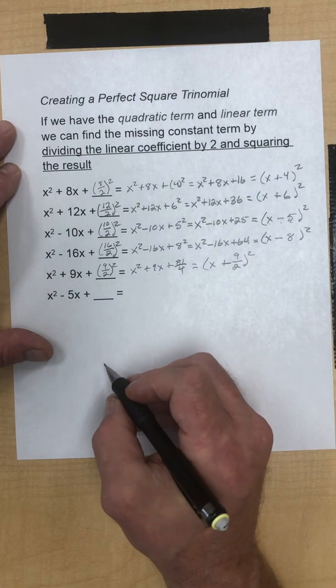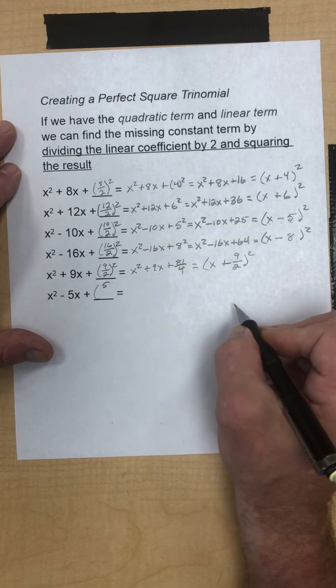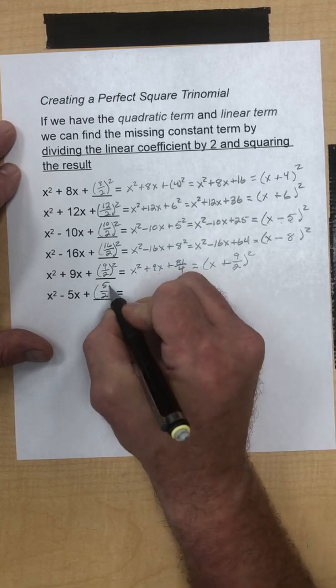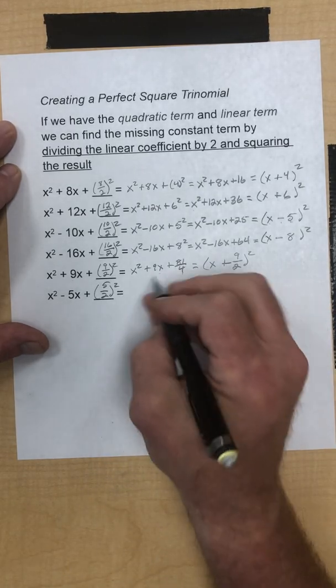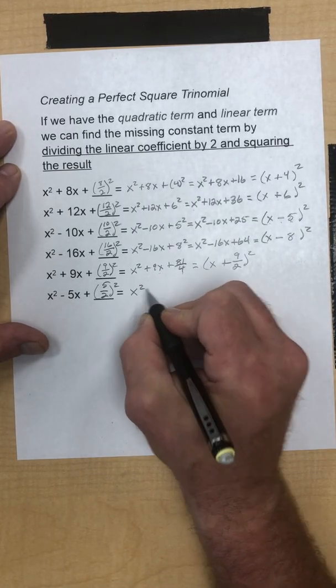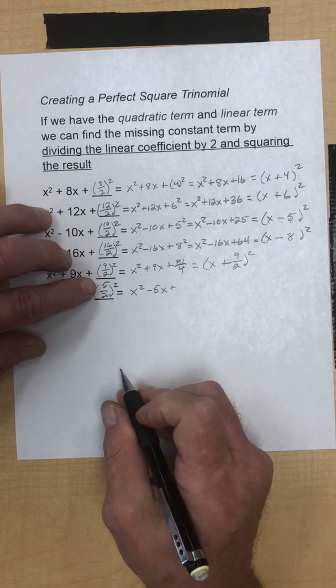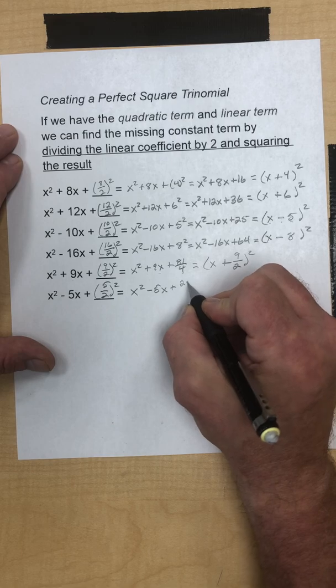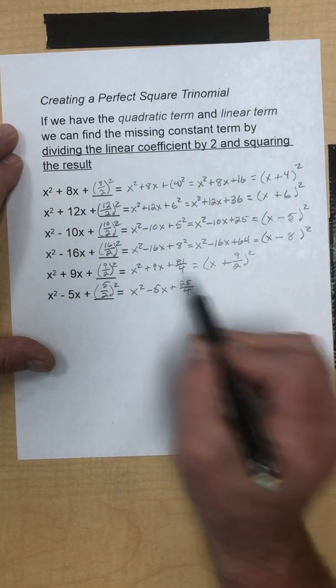Okay, last one. Same process. Take the coefficient of the linear term, divide by 2, and square that. And obviously 5 is not divisible by 2, so it stays in fraction form. So we get x squared minus 5x plus, square the numerator and denominator, so we get 25 fourths. And that's a perfect square trinomial, just like the one above us.